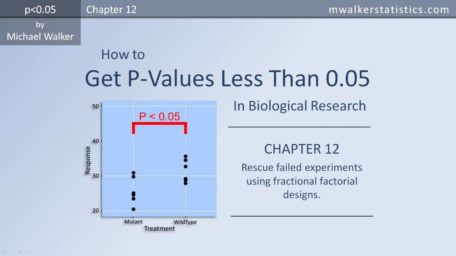How to get p-value less than 0.05 in biological research. Chapter 12. Rescue failed experiments using fractional factorial designs.